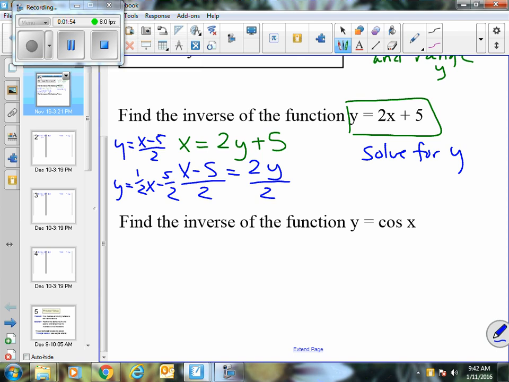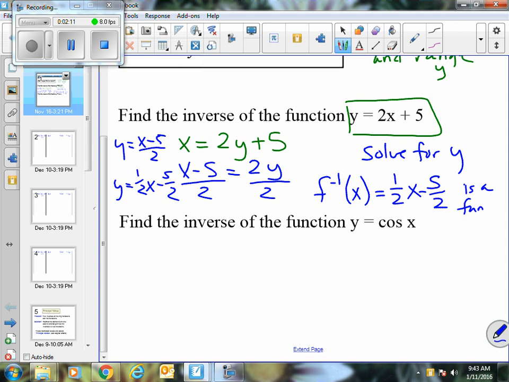So the inverse notation that we used before, we'd say f inverse of x would be 1/2 x minus 5/2. So it's another linear equation with a slope of 1/2 and a y-intercept at negative 5/2. So this inverse is a function.